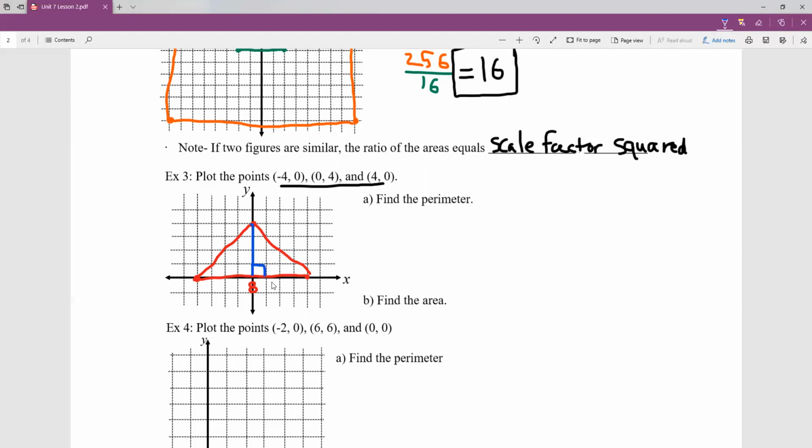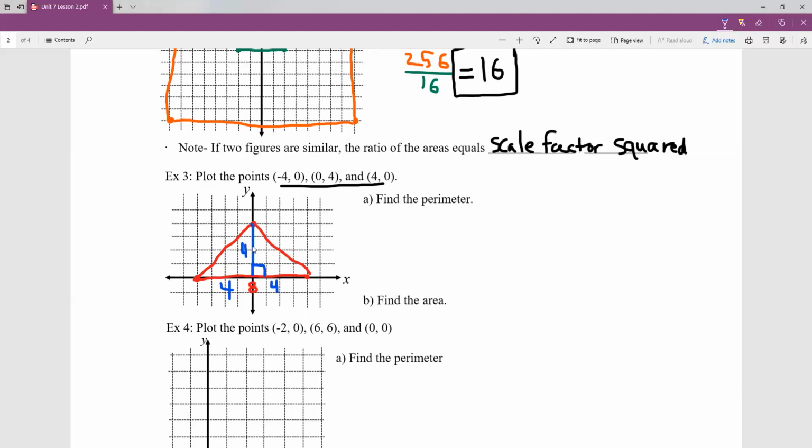And what that does is it splits this bottom side into two congruent parts, which is kind of nice. And it allows us to find this missing side. What's the length of this height? We can actually just count that out. 1, 2, 3, 4. It's got a length of 4.